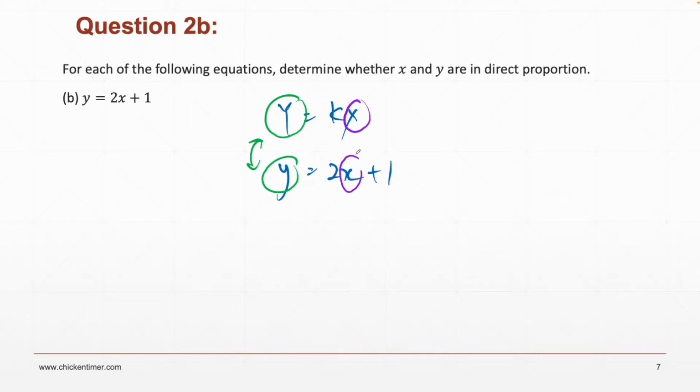This x corresponds to this. We can have k and 2, they correspond to each other. But you will see that there's this 1 that goes with no 1. It corresponds to no 1 in the y equals kx format. So if that's the case, then this equation y equals 2x plus 1 does not follow the format of y equals kx. So then you would say that x and y are not in direct proportion.